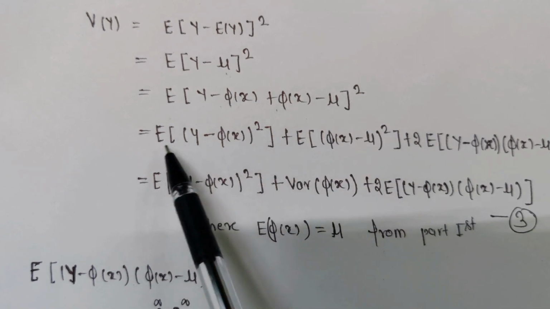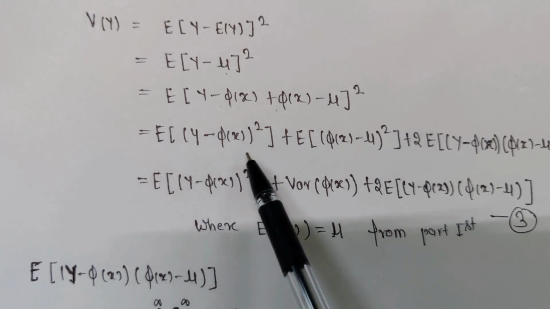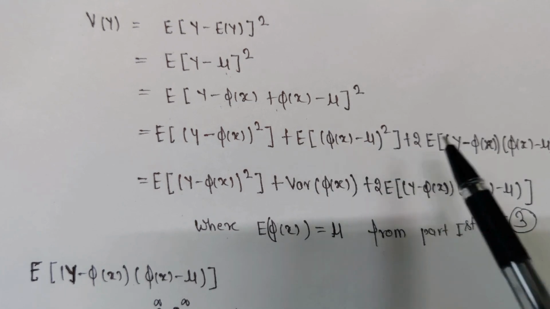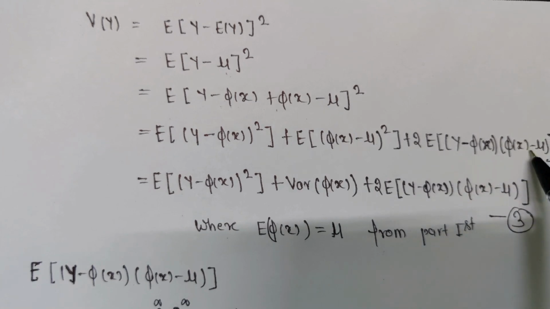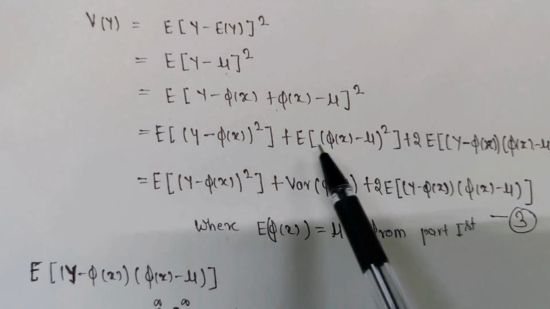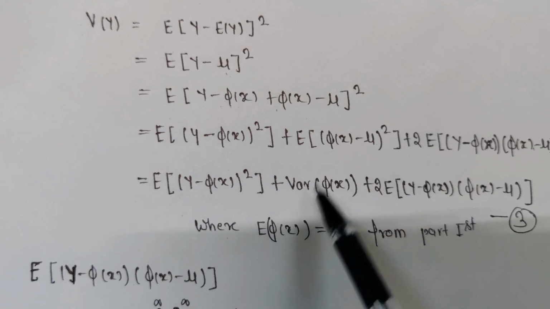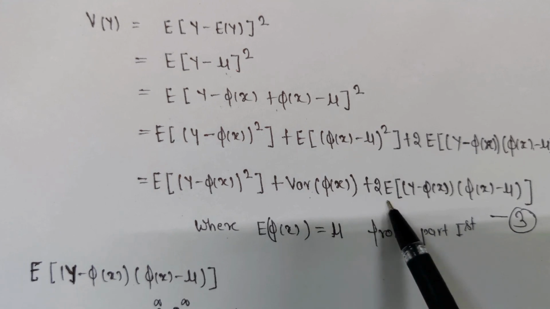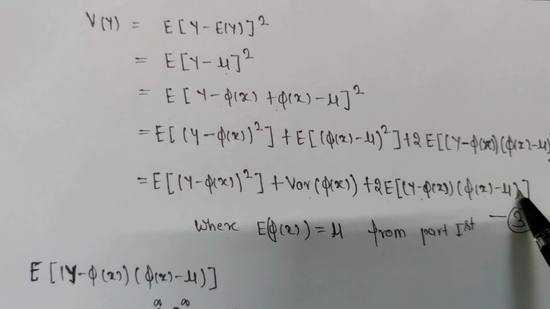Now you can see here, the first term is (Y minus phi(X)) square, taking expectation inside, plus the second term, expected value of (phi(X) minus mu) whole square, plus 2 times the expectation of the first term into the second term. Is it clear? Okay, so the first term I'm writing as it is, and the second term is the variance of phi(X). So we are replacing the second term by variance of phi(X), and the third term is 2 times the expectation of (Y minus phi(X)) into (phi(X) minus mu).